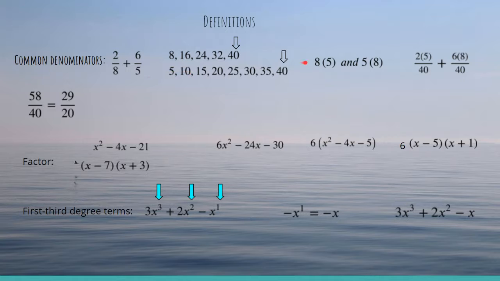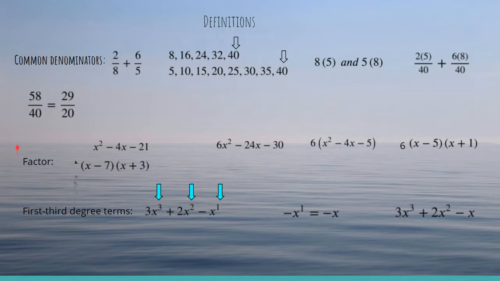In order to do that, we multiply the 8 by 5 and the 5 by 8. If we do that to the denominator, we do that to the top too, so 2 times 5 and 6 times 5. When you add the numerators, you get 58, and the bottom stays the same, 40, which can be simplified to 29 over 20.